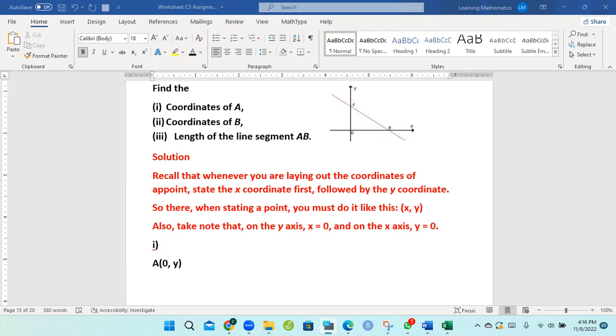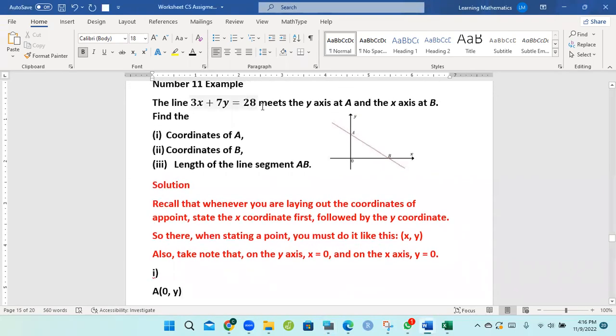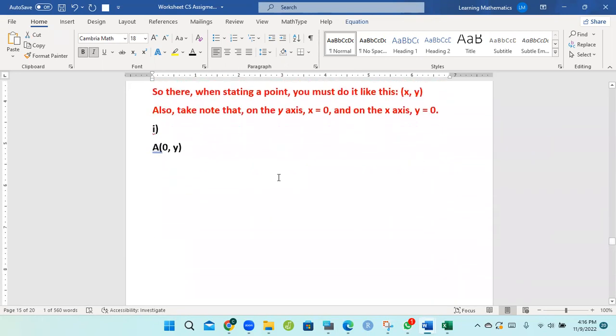So therefore now we can substitute x equals 0 in the equation to solve for y. So knowing that x is 0 on the y-axis, to get that value of y, to complete the point, in this equation we can substitute 0 in the place of x, and we can solve for y. 3 times 0 is 0. So we are left with 7y is equal to 28.